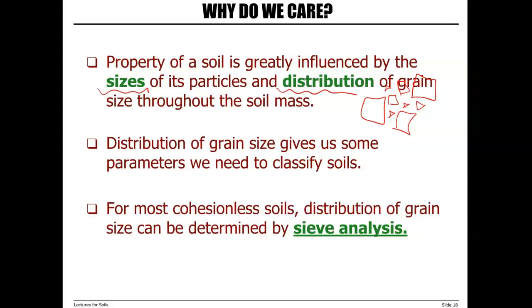Distribution of grain size. So we will prepare a curve which shows us distribution of different particle sizes. And from that curve, which we call gradation curve or distribution curve, we can find certain parameters that we will use to classify our soil. So we will go over these later, but we will find certain parameters from the distribution curve, and then we will use these parameters to classify our soil.